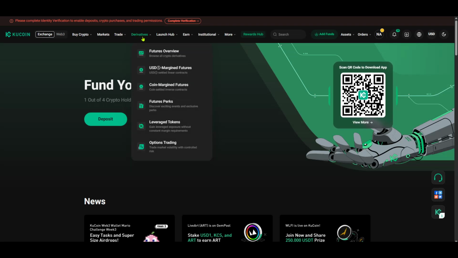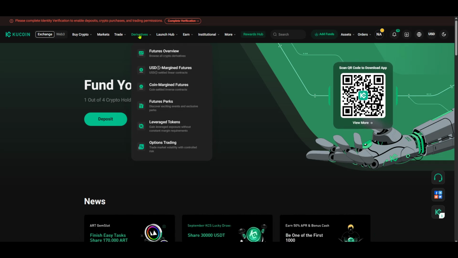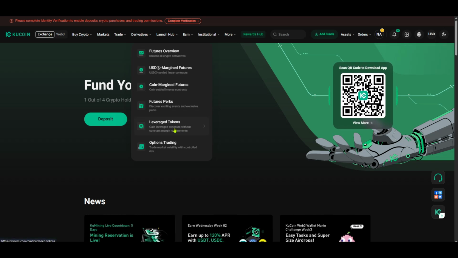Once you're in the derivatives section, look for the option labeled Leveraged Tokens. Click on it, as this will direct you to the specific page dedicated to leveraged tokens. Leveraged tokens are unique because they offer leveraged exposure to cryptocurrency markets without worrying about margin maintenance or liquidation risks.